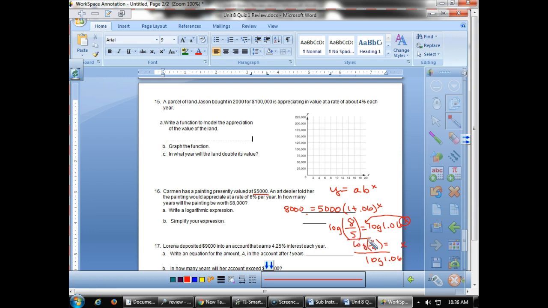Now, that may be the answer. I can't remember what the key said. Or could I rewrite it a different way? Could I use the change of base formula? Wouldn't it be log? And remember, this would be on top, so it would be 8/5. And then my base would be 1.06. So this is the same exact thing. That's the change of base formula.